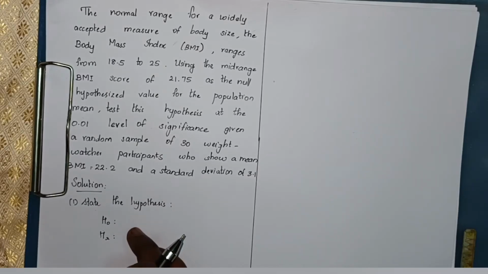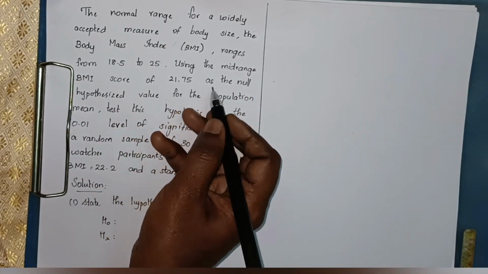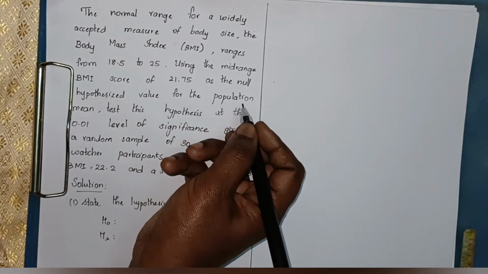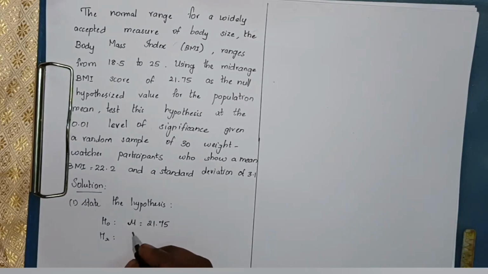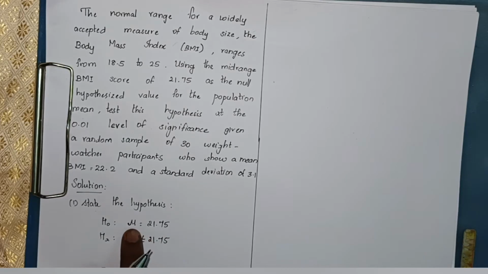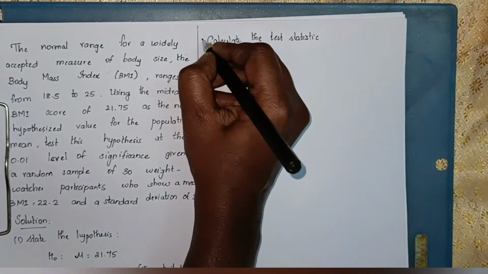So first we'll see what is the null hypothesis. Using the mid-range BMI score of 21.75 as the null hypothesis value for the population mean, the null hypothesized value is taken as mu equal to 21.75. The alternate hypothesis we take as mu not equal to 21.75. When you find this equal to and not equal to, you understand it is two-tailed. We are going to calculate the test statistic, the second step.